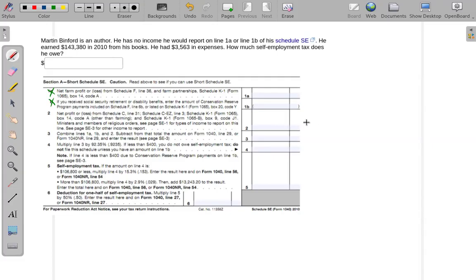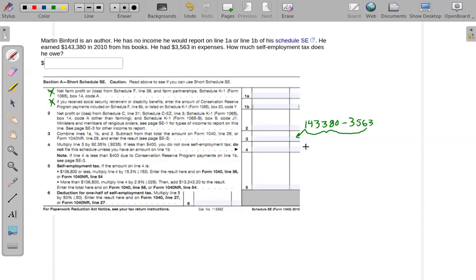We want to calculate 143,380 minus $3,563. We'll get that in a minute. And then line 3 says take lines 1A, 1B, and 2 together. We're going to have only line 2, so that's fine. Then we'll multiply that by 92.35%. All right, so this will be put here.